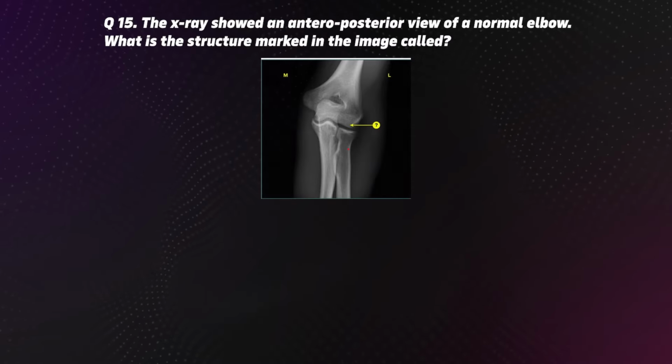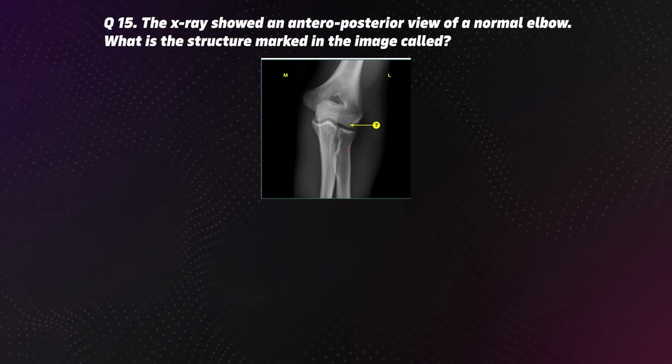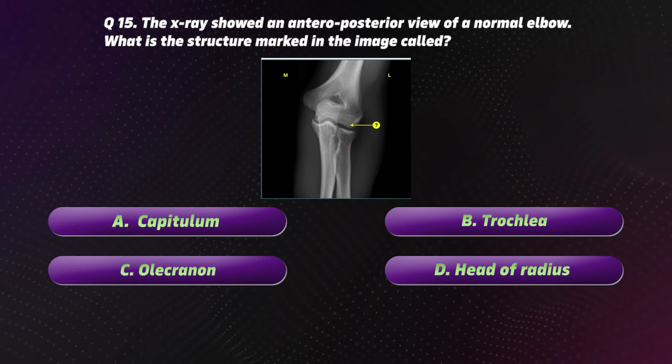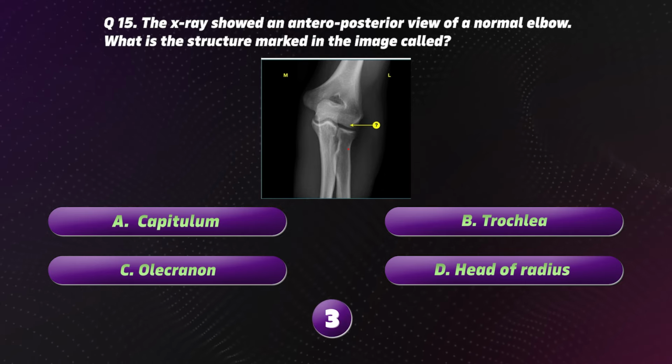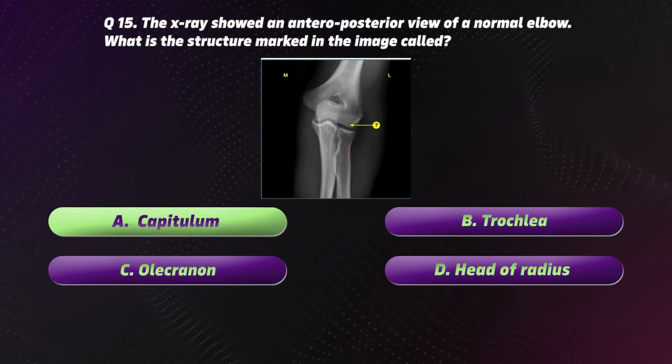Question 15. The X-ray showed an anteroposterior view of a normal elbow. What is the structure marked in the image called? Here are the options. A. Capitulum. B. Trochlea. C. Olecranon. D. Head of radius. And the correct option is A.